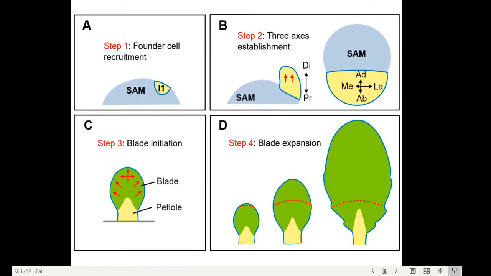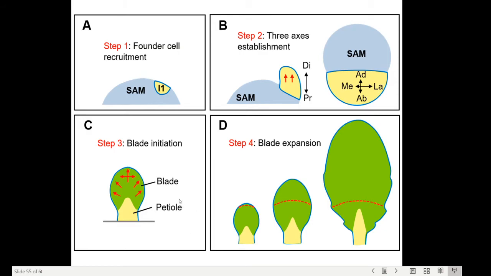We have some more examples. I will give you notes. These are the step by step process. The first step is founder cell requirement. Okay, this cell wants to get a first step. Then three axes establishment. We want to develop into three different shapes, one step, two step, three step. First is three axes establishment, that is the blade initiation.